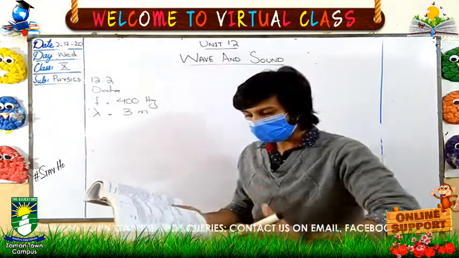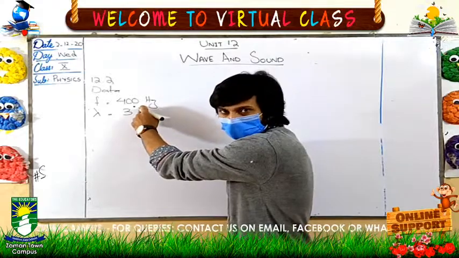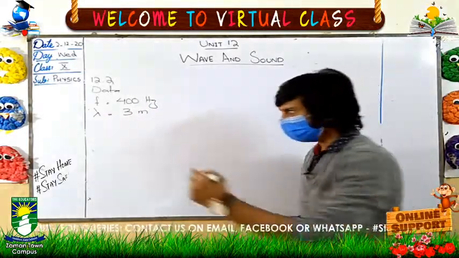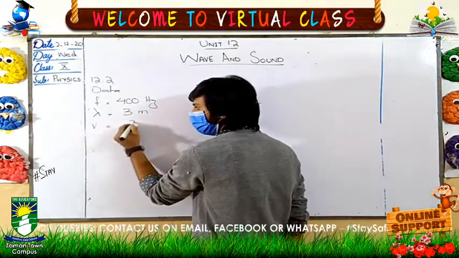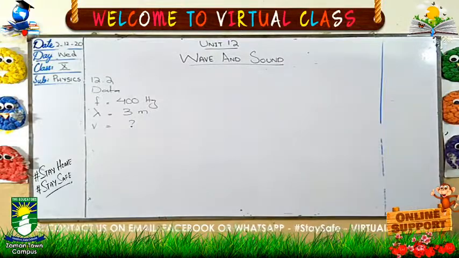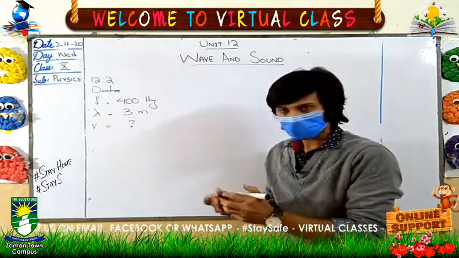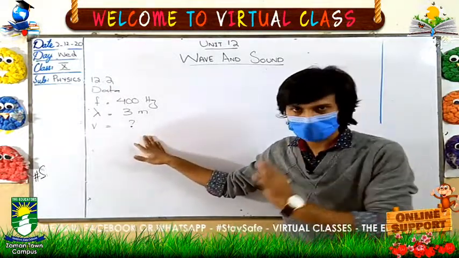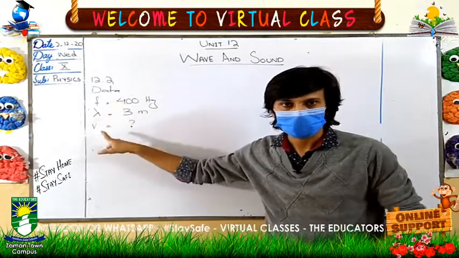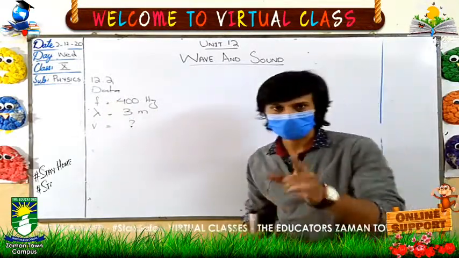So what is happening? A wave is passing through a certain medium with a frequency of 400 hertz and a wavelength of 3 meter. So what are they asking? They are asking for the speed by which that wave is passing through that medium. Okay, so first I put the data according to the question. I maintain the data. These two are given, and for this one they are asking. They are asking for the wave speed.